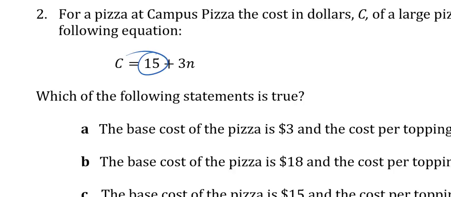What about the 15 makes us think it's the cost of the pizza before toppings? It might be obvious, but that's okay. It's okay to say that. What do you think? Donovan, what do you think? Because there is no variable. It's just 15. So it's just the initial cost. And then each topping has a cost after that.